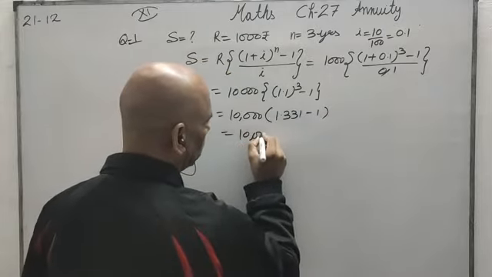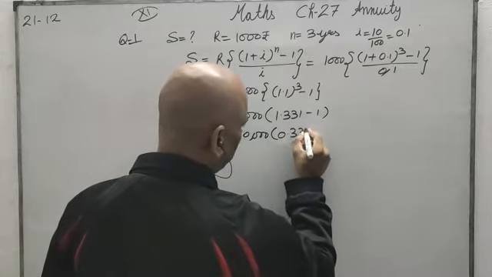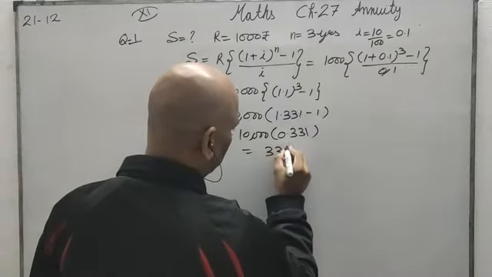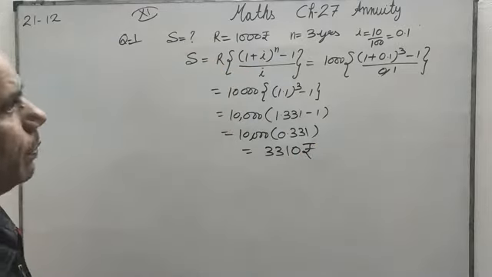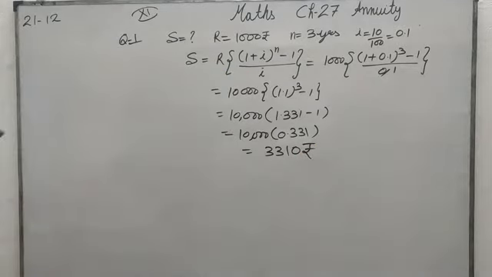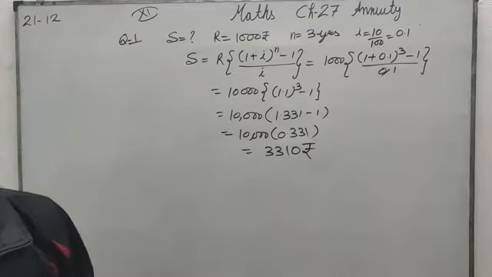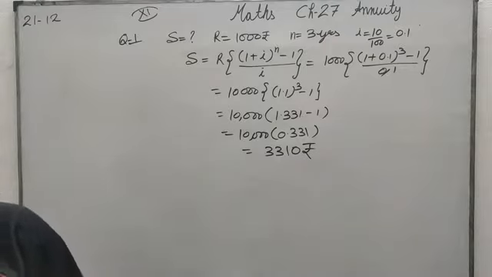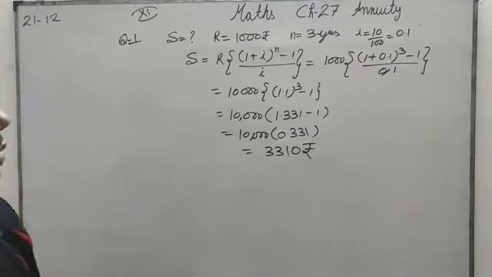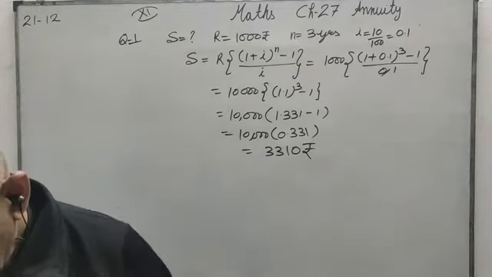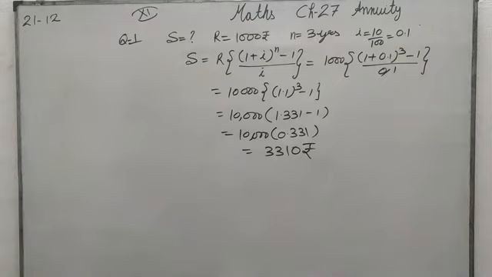So 10,000 into 0.331. So in the end we got 3310. So if 1000 rupees is invested and 10 is given, we are going to get 3310 rupees. Okay. Now let us see the next question, where we will have to use the logarithm. In this question we didn't use logarithm, we simply found it without logarithm. Now let us see how we will use logarithm in these questions.